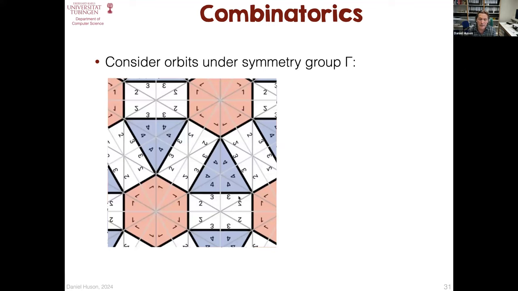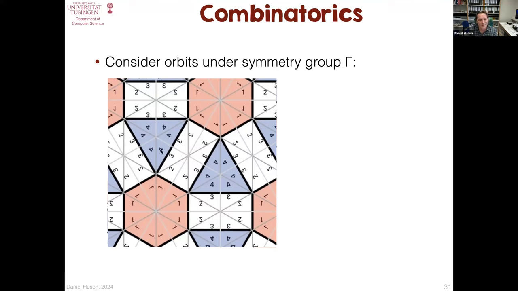Now, to get back to the question of how free we are when we choose a fundamental domain, to make a fundamental domain we have to take one triangle from each class. So we need one 1, one 2, one 3, and one 4. We could do that in a number of different ways. We can take these ones here, or this one. There's not that much choice, I guess.